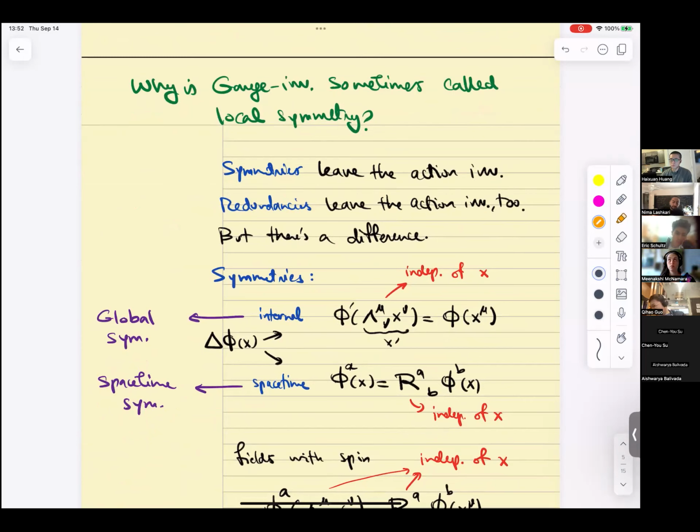Now, why is gauge invariance sometimes called local symmetry? Okay. So what were symmetries? These were transformations that were leaving the action invariant. These redundancies that we introduced also leave the action invariant, simply because we use too many degrees of freedom. But there is a difference between the two.